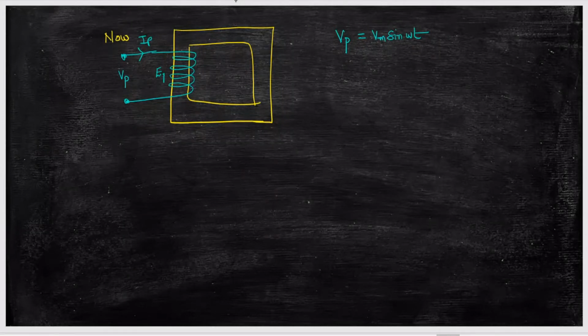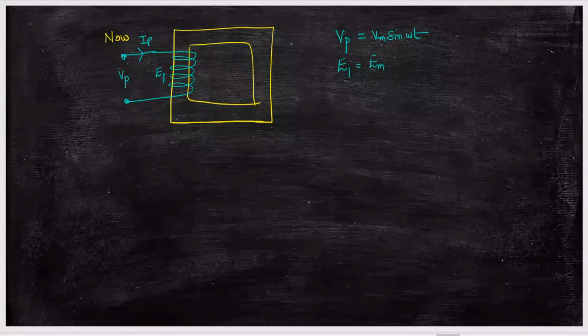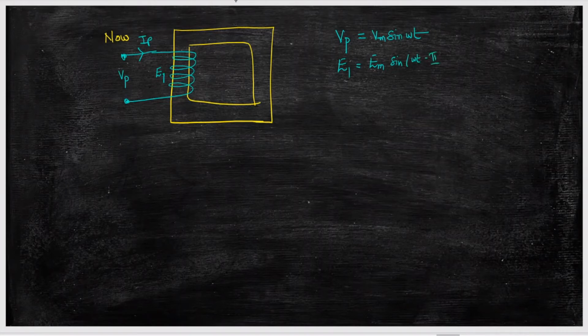What is E1? E1 is equal to Em, which you have derived, sin(omega t minus pi by 2). That means the primary voltage and the induced voltage have how much angle difference? Pi by 2.